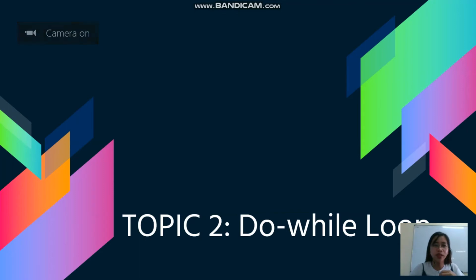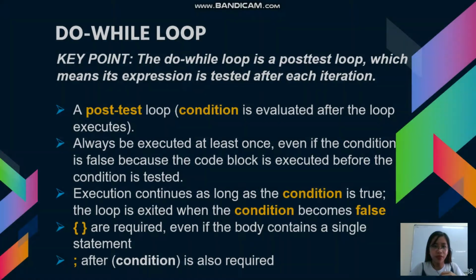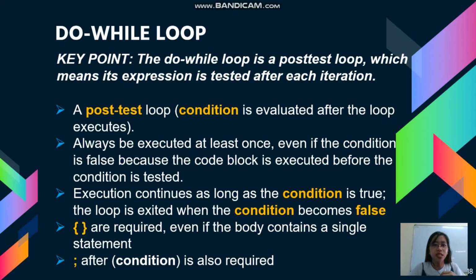Okay, class. Now we are down to the next topic, which is the do-while loop. Do-while loop is a post-test loop, which means its expression is tested before each iteration. So unlike while loop na nauuna yung condition, testing of the condition before the execution of statements, do-while loop naman ay nauuna yung execution of statement before testing the expression or the condition. So that's why it is called post-test loop. So it is always executed at least once.